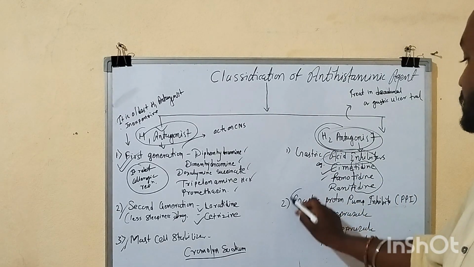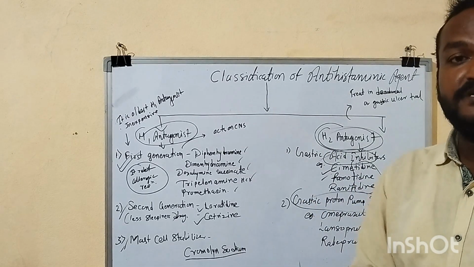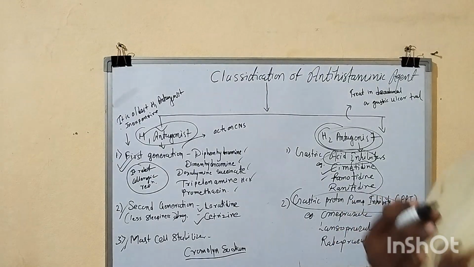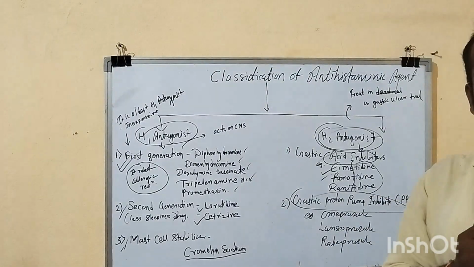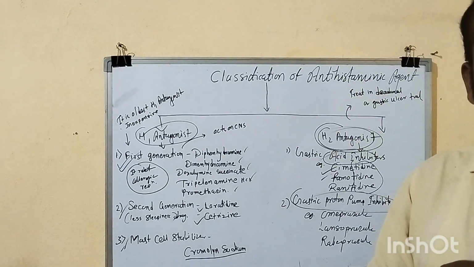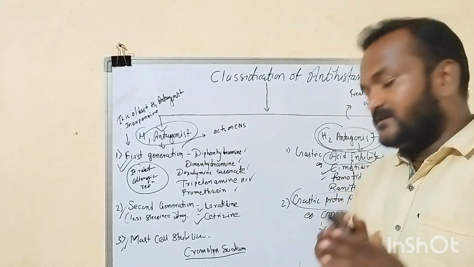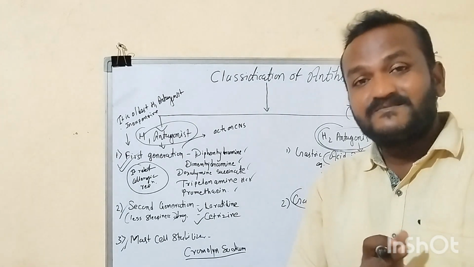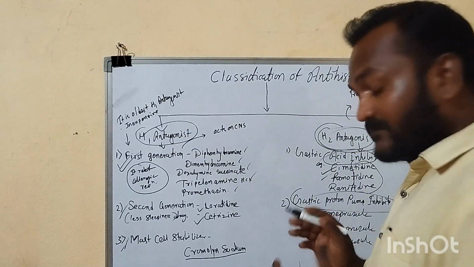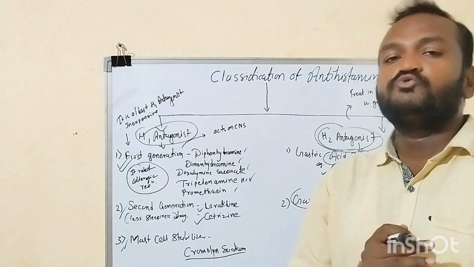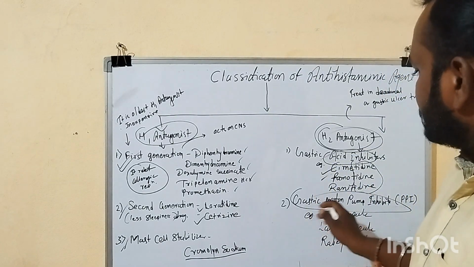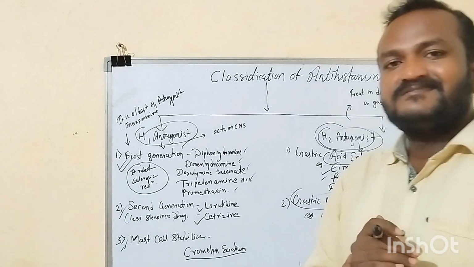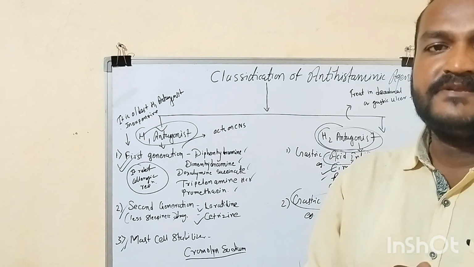After that, we go towards the gastric proton pump inhibitors, which we can call PPIs. In that, the examples are omeprazole, lansoprazole, and rabeprazole. These are the examples included in this category, the gastric proton pump inhibitors. This is the simple classification of antihistaminic agents.